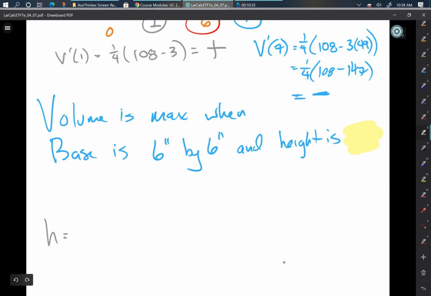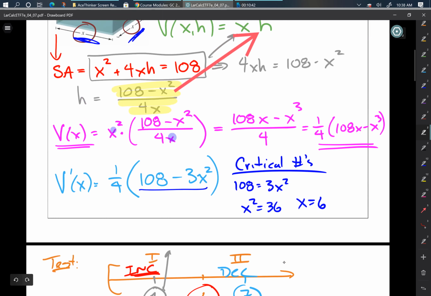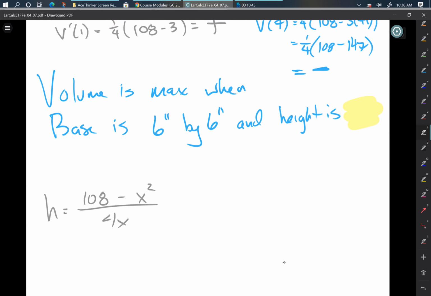Well, the height is equal to (108 minus x squared) over 4x. Did I get that right? Yeah. Plug in a 6 and see what happens. So that's going to be (108 minus 36) over (4 times 6). 4 times 6 is 2 times 12, 24. 108 minus 36: 108 minus 30 is 78, and 78 minus 6 is 72. So we get 72 divided by 24. 72 divided by 24 is 36 over 12, which is 3.